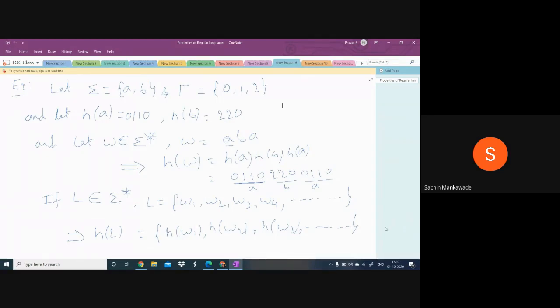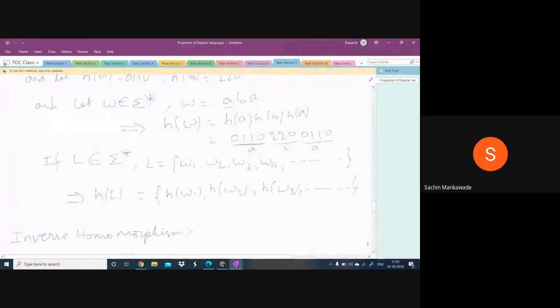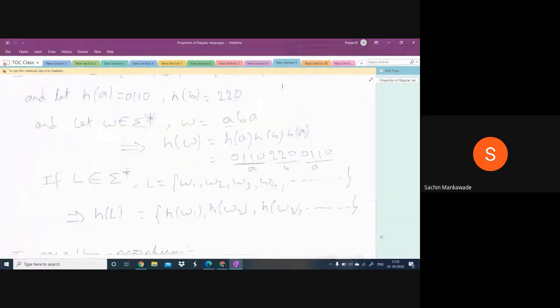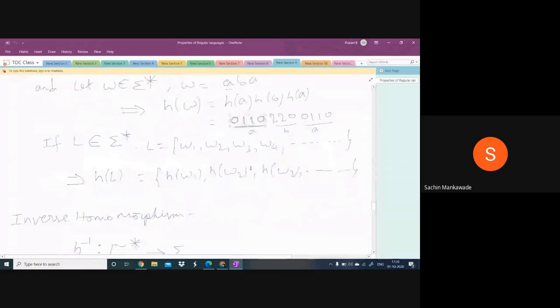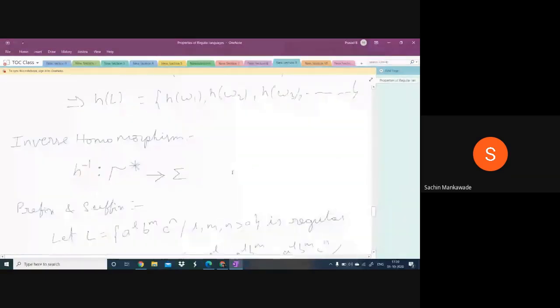Okay. Next. Inverse homomorphism. In homomorphism, what we have done, in A place, we replace with the string. But in inverse homomorphism, in this string place, we replace with the symbol. So inverse homomorphism is defined like this: tau star to sigma. That is replacing a string by a symbol.